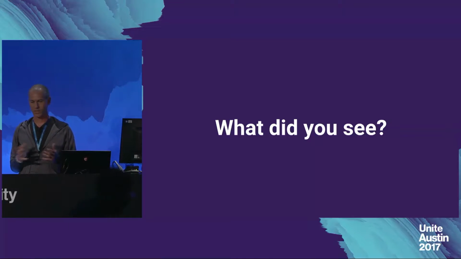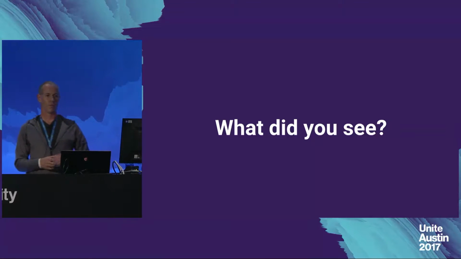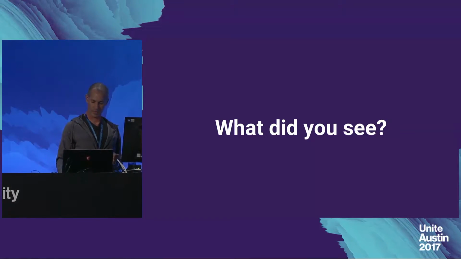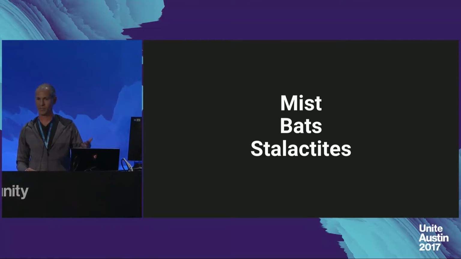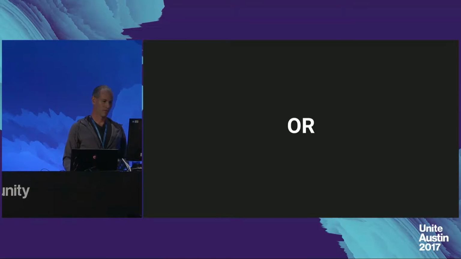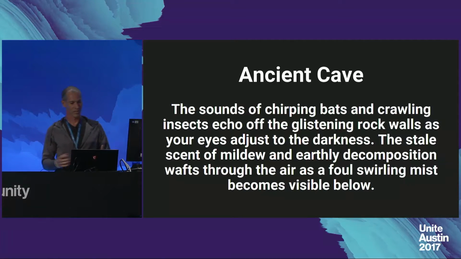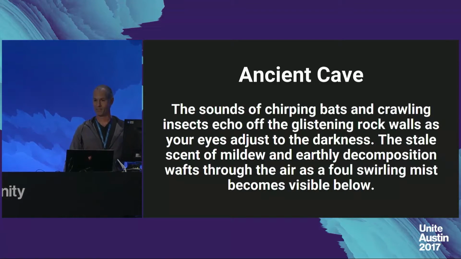Okay, so what did you see? Let's say you're an artist and you need to work with this concept and these images and make amazing things. You have to answer the question, well, what did you see? Did you see things like mist, bats, moss, that kind of thing? Or did you see an ancient cave where the sounds of chirping bats and crawling insects echo off the glistening rock walls as your eyes adjust to the darkness? The stale scent of mildew and earthly decomposition wafts through the air as a foul swirling mist becomes visible below. Right, so that's obviously a lot more story. It's still coming out of the same content, right? But that's a lot more actionable. We can actually use this to build out our scenes and make decisions about the things that we need to add to our scenes.